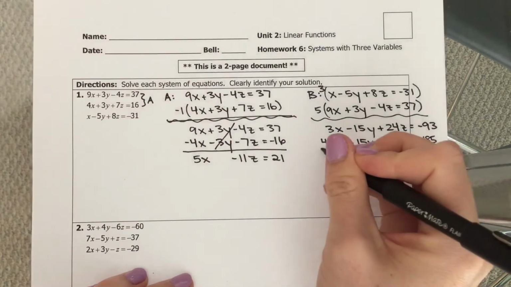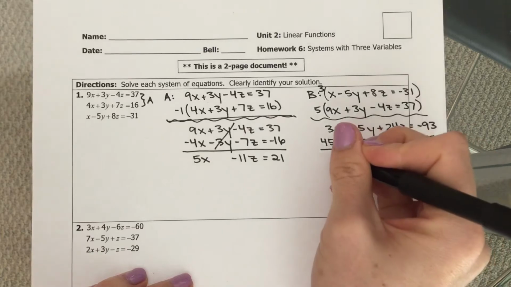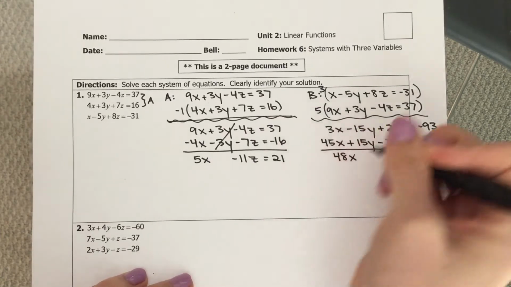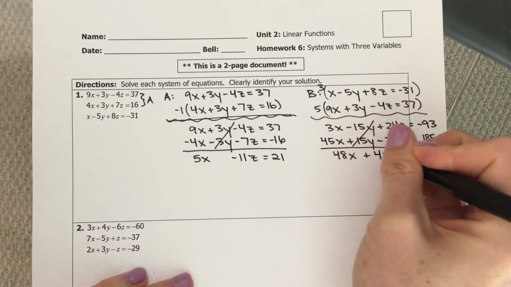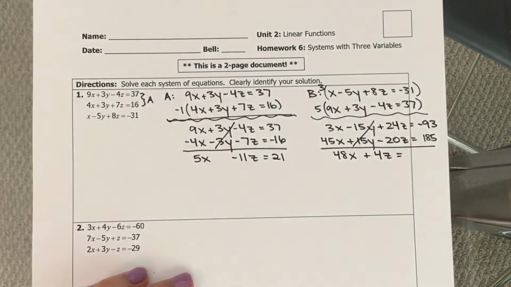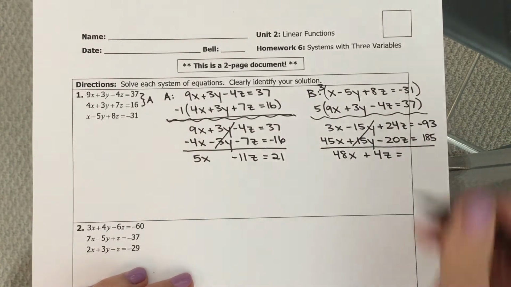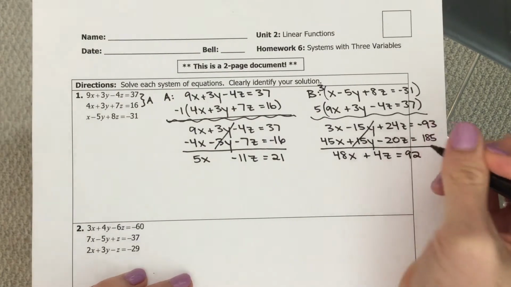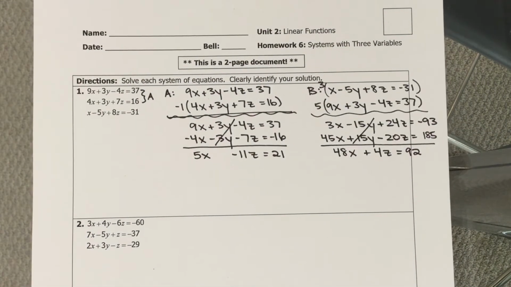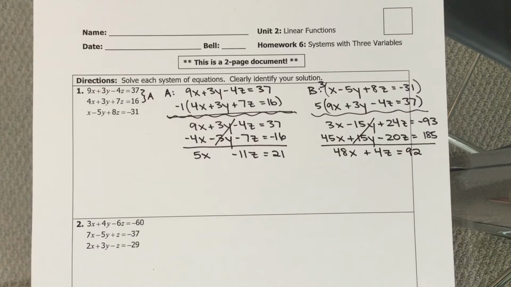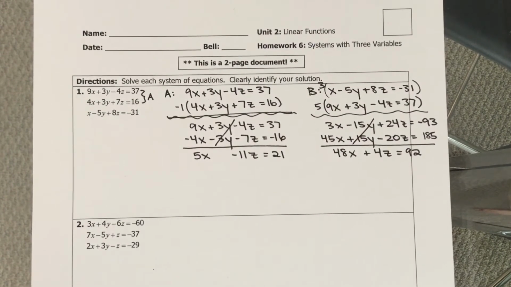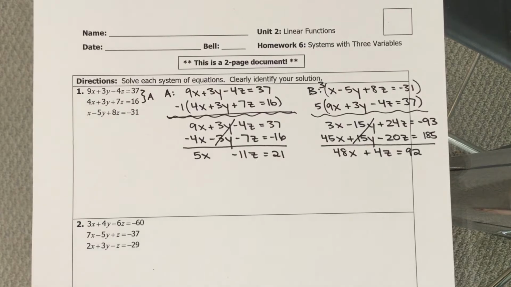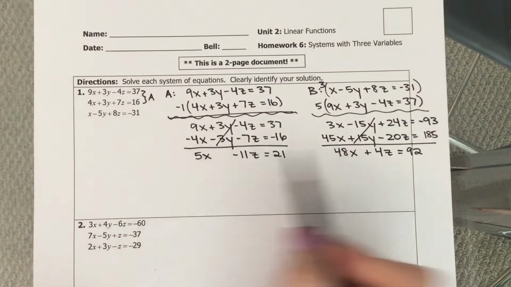Okay, so let's combine these up. Combining these, I get 48x. My y's will cancel. These combine up to 4z equals, and that number ends up being 92. All right, so that was step 2, my second combination. Step 3, put equation A and B together and solve that system. Once we solve that system, you'll have 2 of your variables. So we have these 2 to combine up.